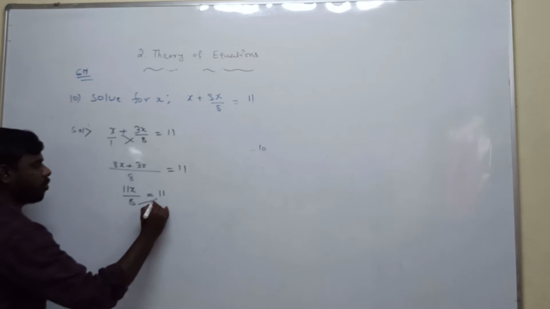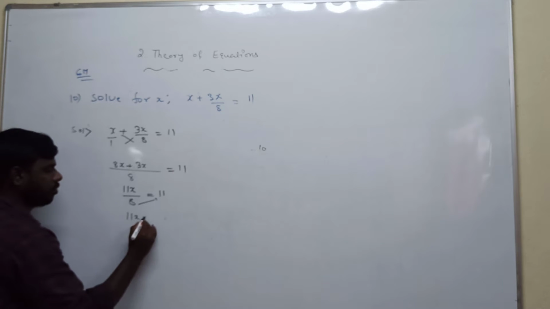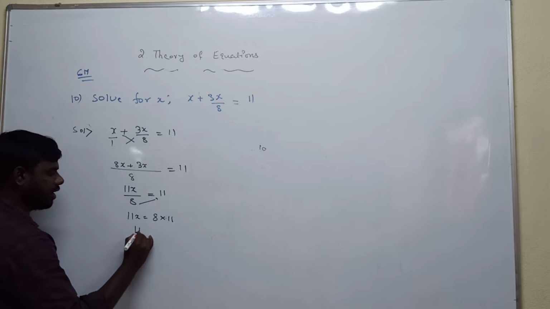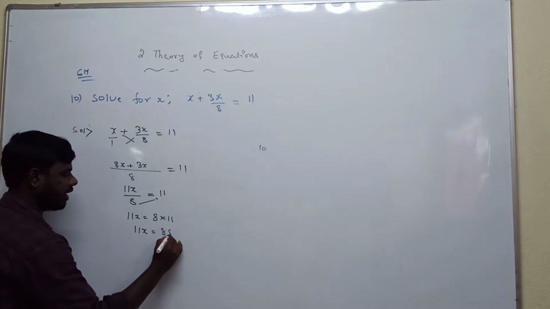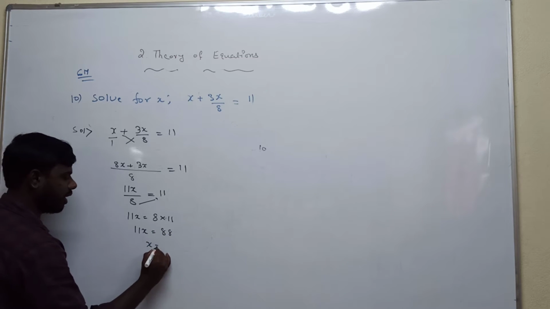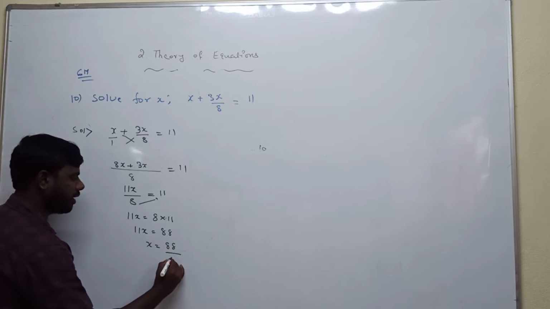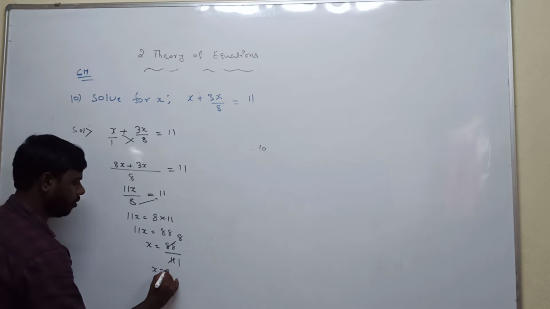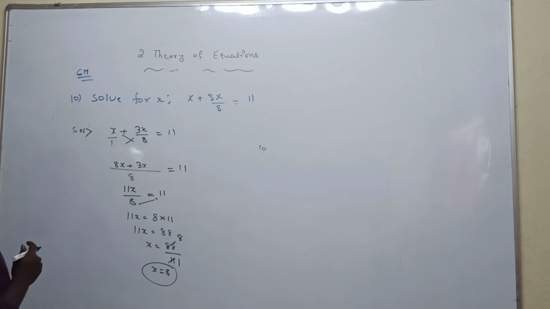So now cross product: 11x is equal to 8 into 11. So now 11x is equal to 11 into 8, which is 88. To calculate the x value, 11 will go to the denominator. So 11 ones are 11, 11 eights are 88. X is equal to 8. So we got the final answer, x.